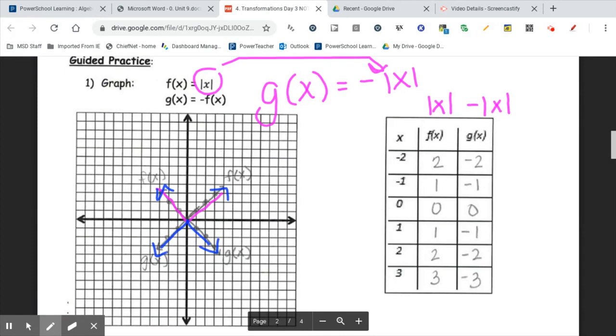And the goal of this question is to realize that if there's a negative outside of your grouping symbol in the front, almost like your leading coefficient, that's going to say that it's a reflection, and that reflection is over your x-axis. So it takes your function and it flips it over the x-axis.